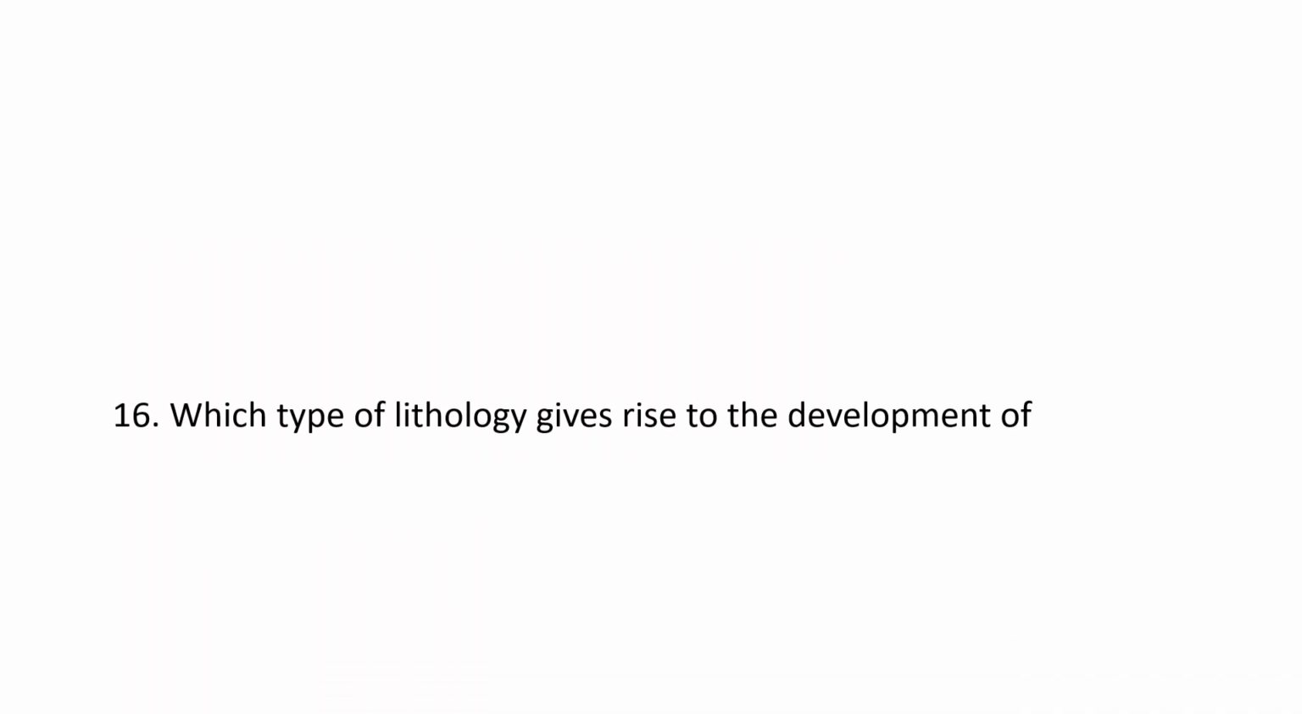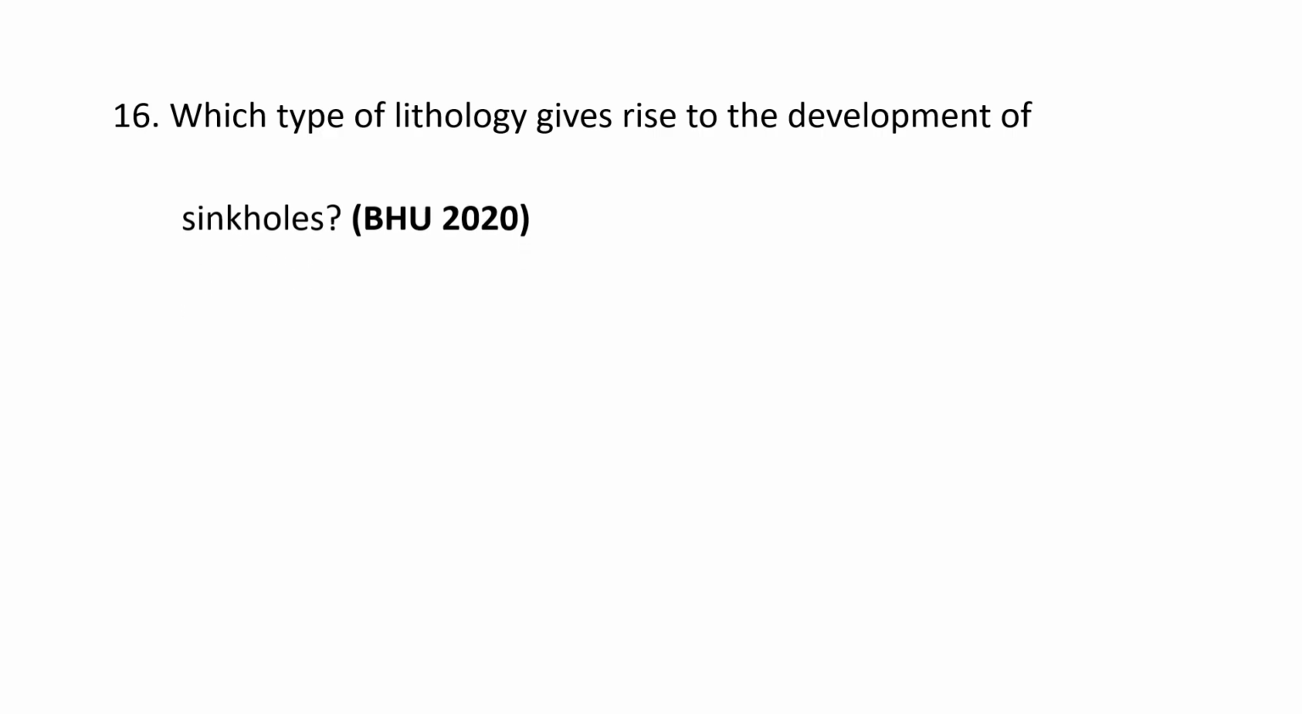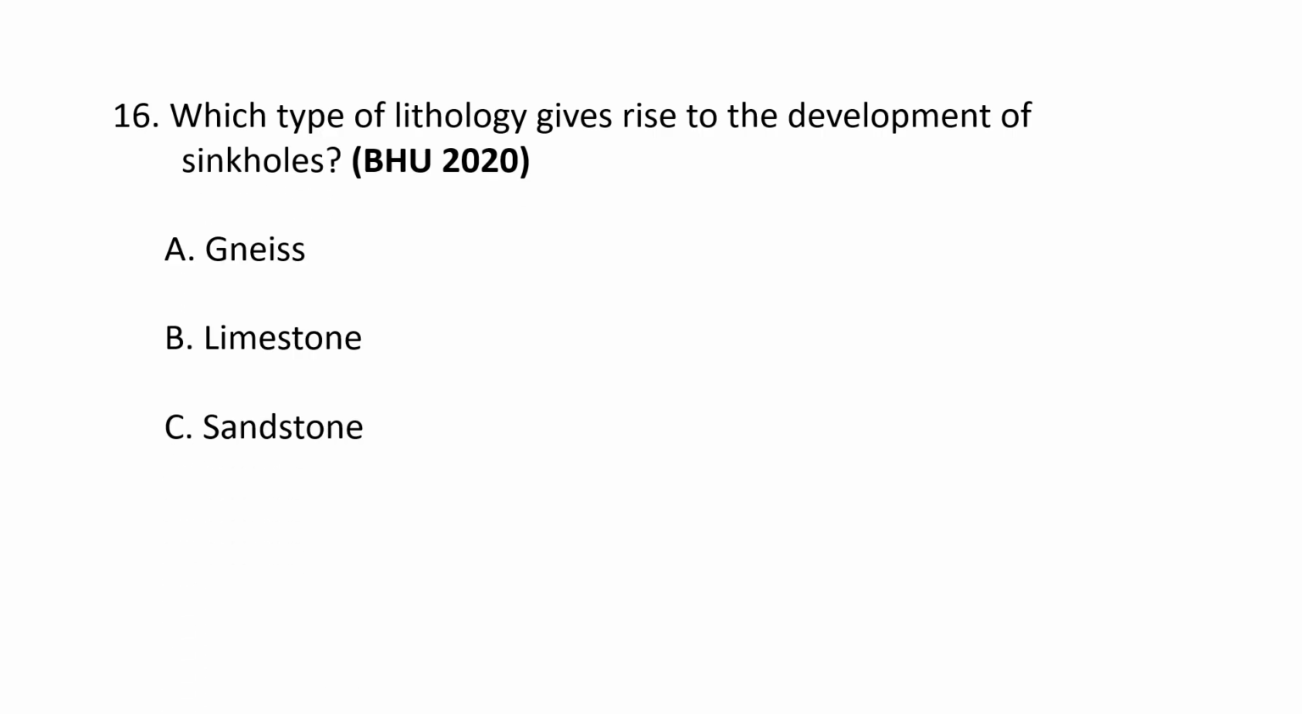Next question. Which type of lithology gives rise to the development of sinkholes? The options are A. Gneiss, B. Limestone, C. Sandstone, and D. Schist. The correct option goes as B. Limestone. Sinkholes frequently form in areas with limestone bedrock because limestone is soluble in slightly acidic water. Groundwater, which is often naturally acidic or made acidic by dissolved carbon dioxide, seeps into cracks and joints in the limestone.